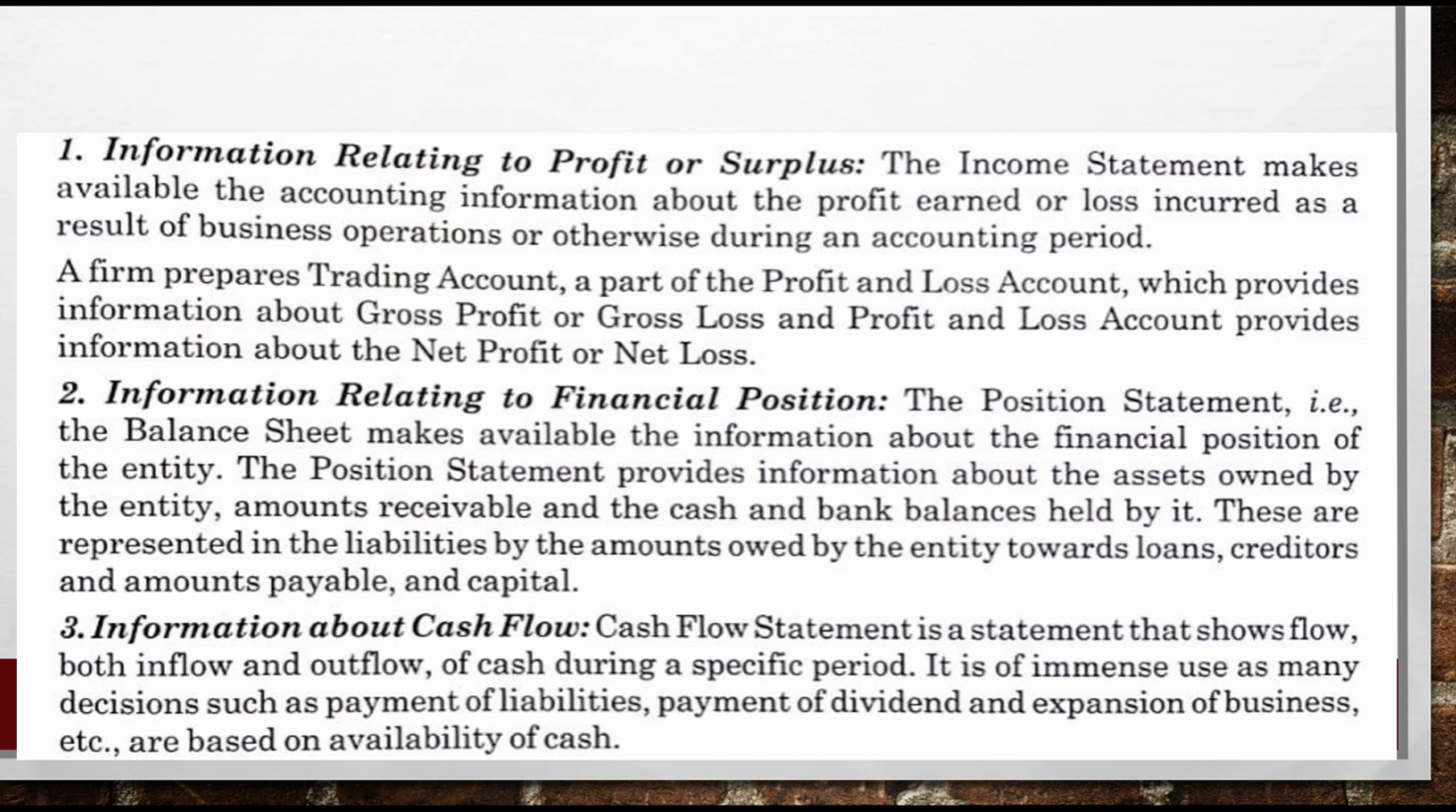Indirect expenses means expenses not directly related to production. Other expenses such as salary, commission paid, interest paid, rent paid, and insurance premium paid are not directly related to production, isn't it? So we consider these as indirect expenses, and we record them in the profit and loss account. Okay.